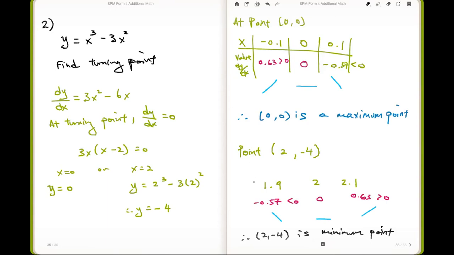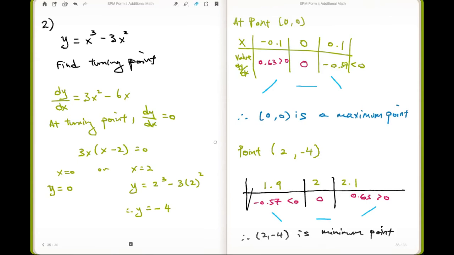So this is how you can make use of two different methods. One is the table method, while the other is the second derivative, d2y/dx squared, which I personally prefer to use unless the question specifies that you need to use a table, because it's faster for me to get to it.